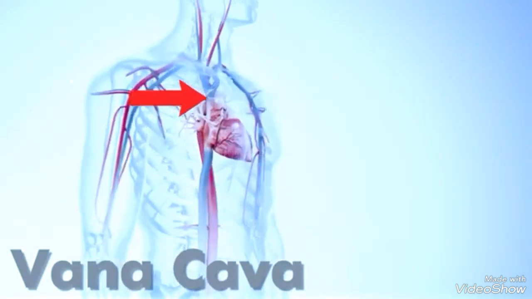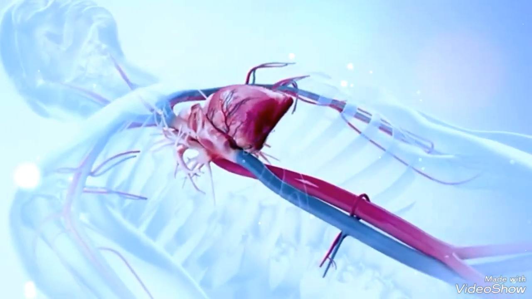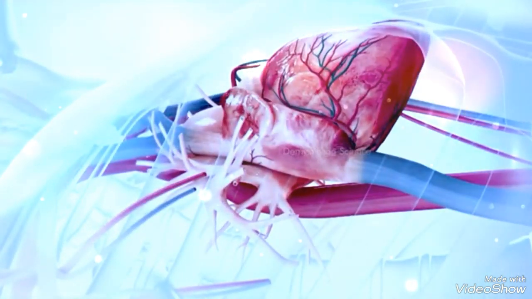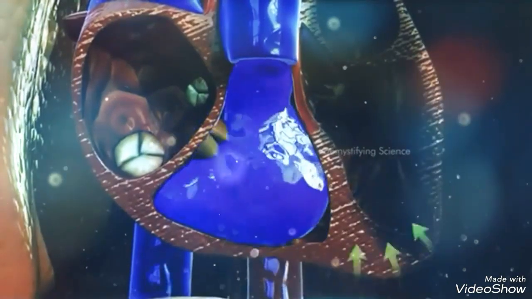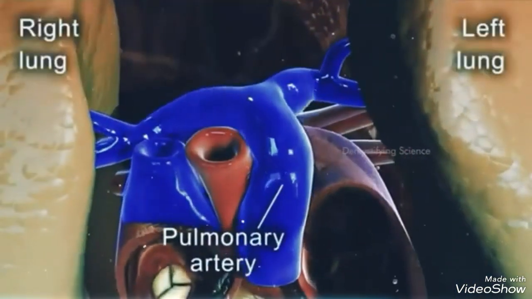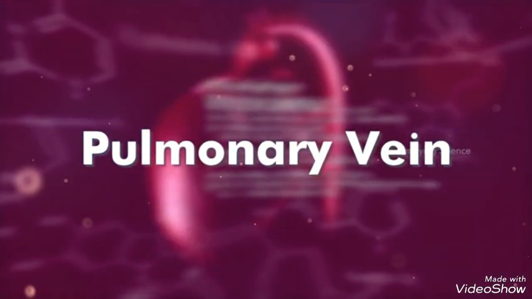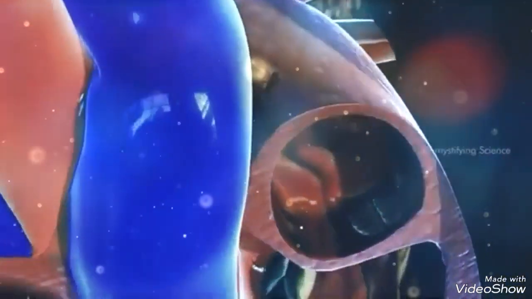Number 2, vena cava. The vena cava is the largest vein in the body. It carries deoxygenated blood from the body back to the heart. Number 3, pulmonary artery. The pulmonary artery carries deoxygenated blood away from the right ventricle to the lungs. Number 4, pulmonary vein. It returns oxygenated blood from the lungs back to the heart.